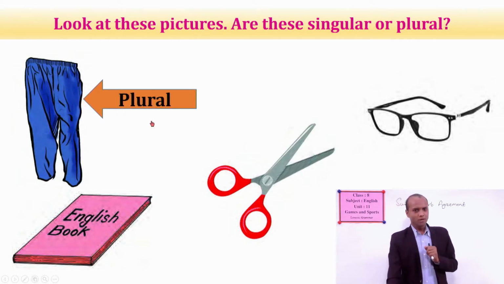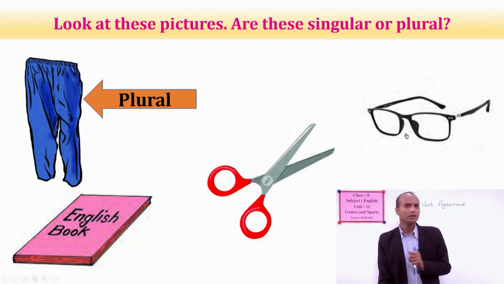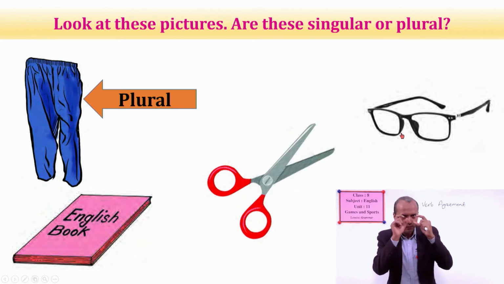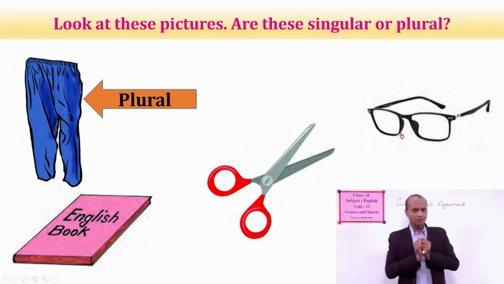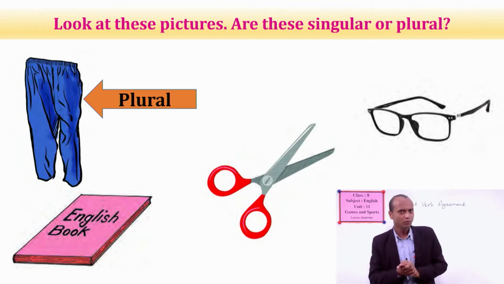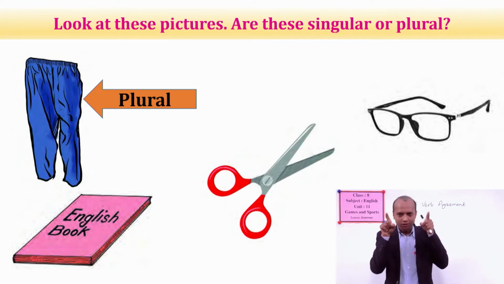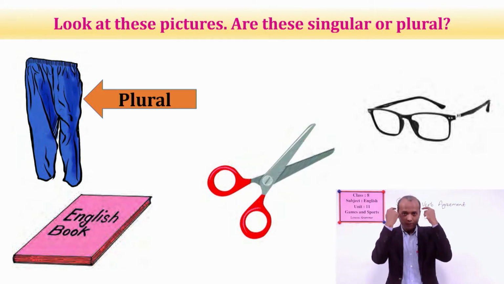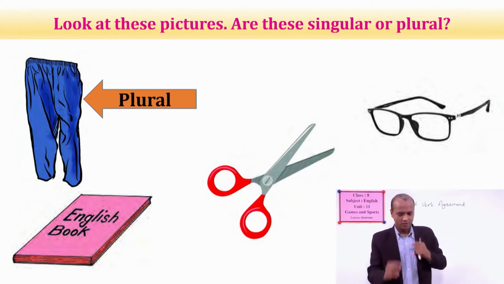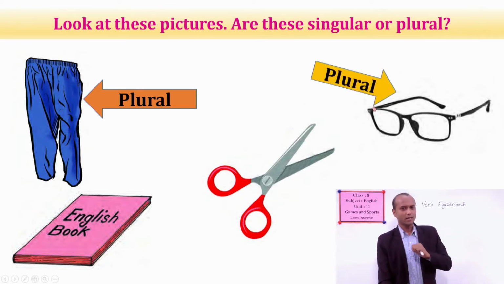Yes? So let's see the next picture. What is it? It is spectacles. Okay, what do we call it? Glasses. Do you think it is singular or plural? Yes, it is also plural. Why? Because it has got two temples that we adjust on our ears. This is also a plural noun.